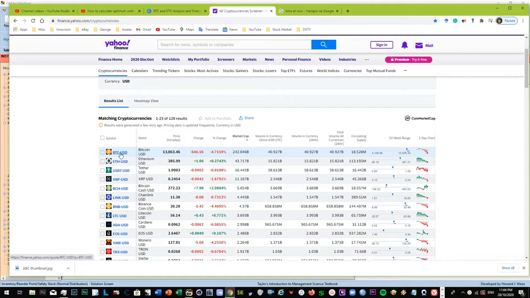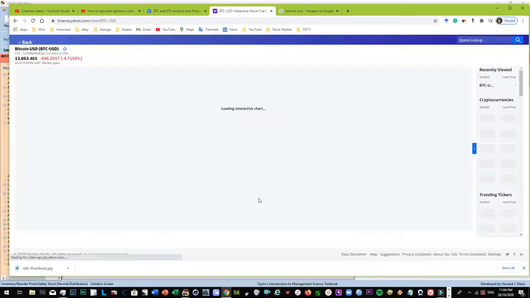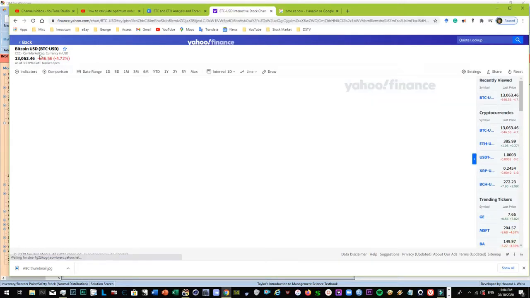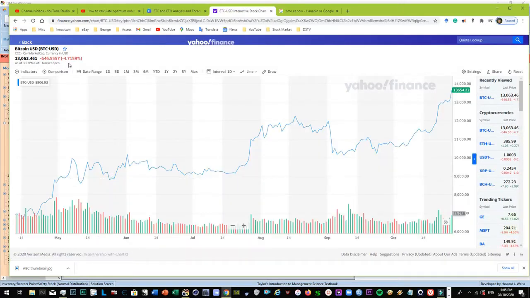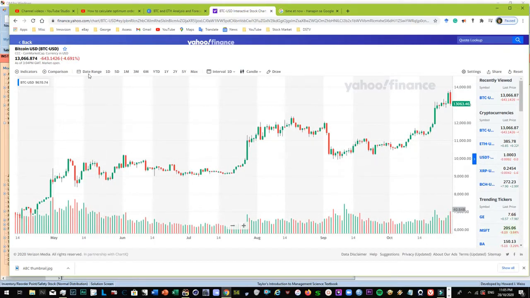So let's look at Bitcoin first. Okay, so let's look at Bitcoin full screen. Bitcoin is at $13,063.46. It's down 4.7 today. Is this correct? Yes. Look at a sharp downtrend.